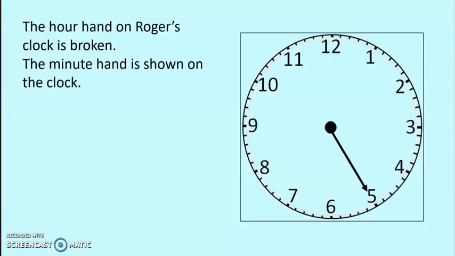All right. The hour hand on Roger's clock is broken. The minute hand is shown on the clock. Could the time be 4:25? You guys have to write yes or no on your paper and try to explain out loud, explain your thinking of why.